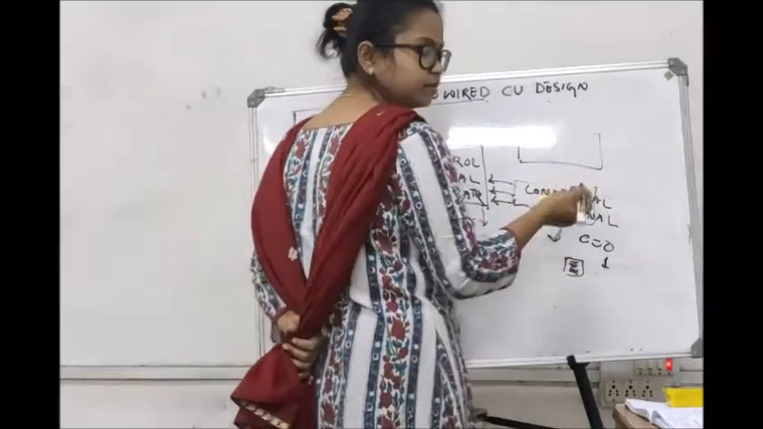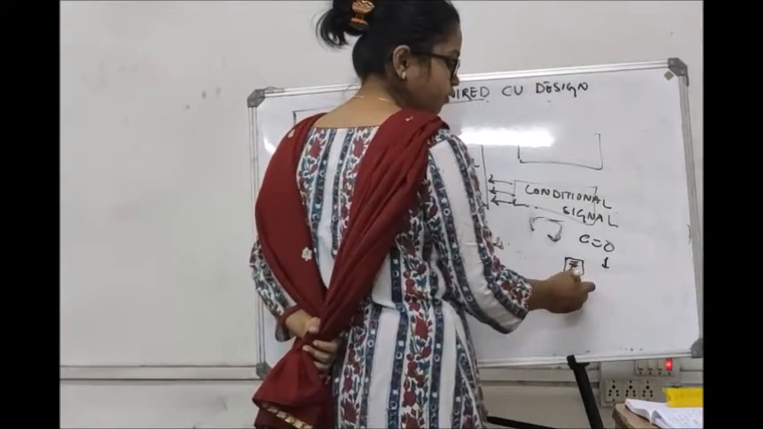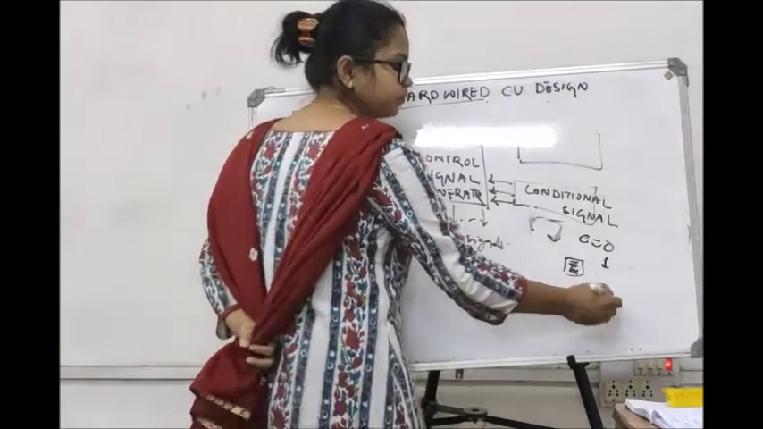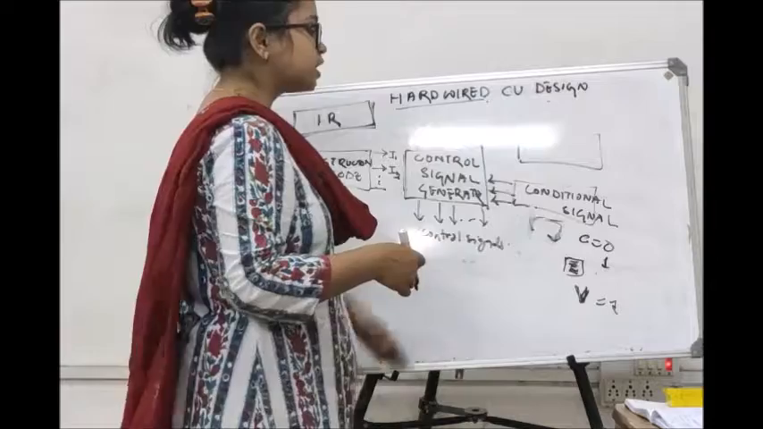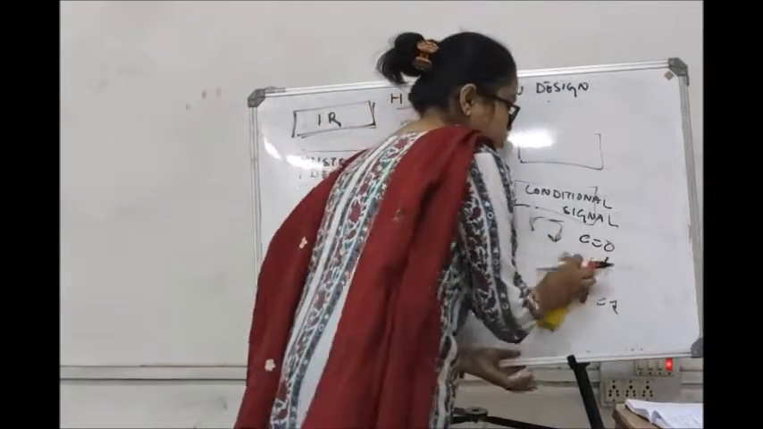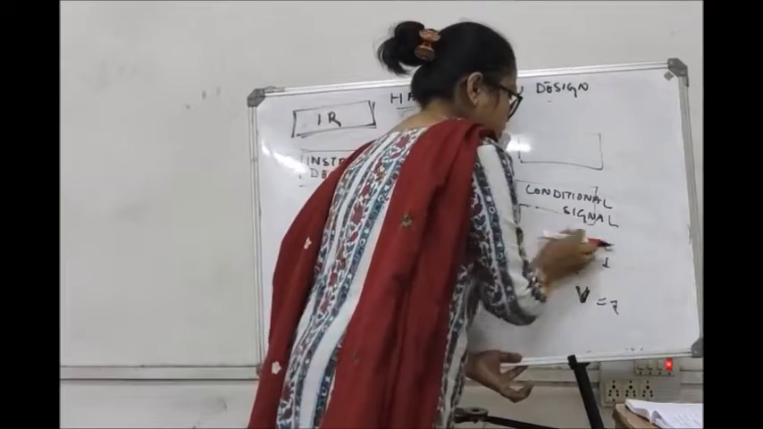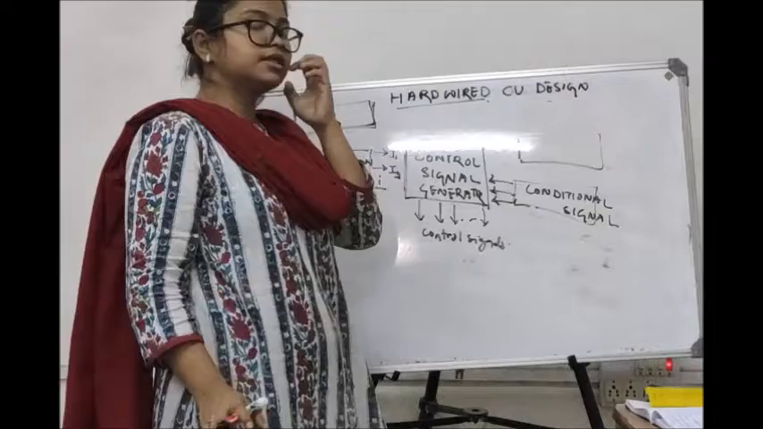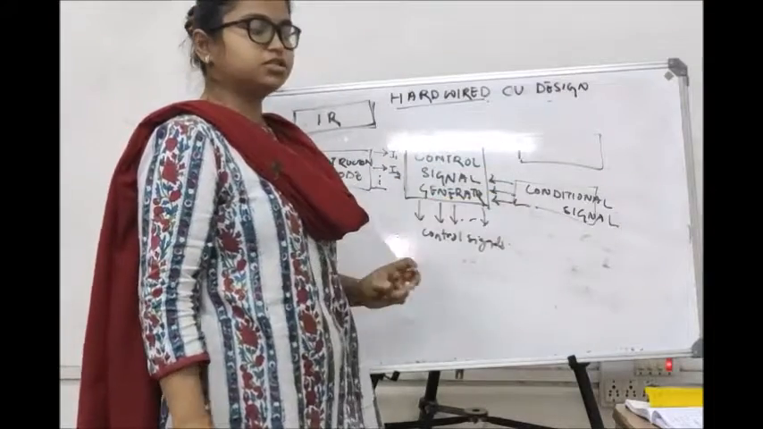Similarly, we have another conditional signal called overflow, denoted by V. If V is 1, then it will behave in a certain way. So these are basically the conditional signals C, Z, V. I am not writing this, as it is not just for you to know. All you need to remember is that there are dependencies on the conditional signals.